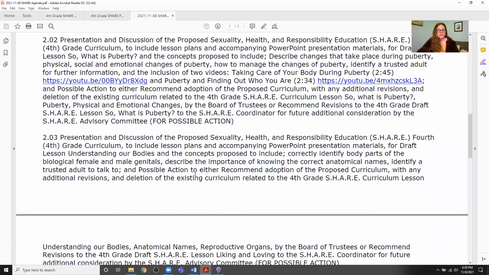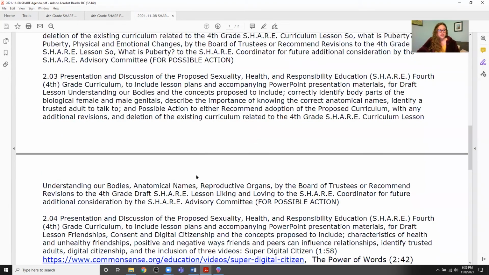Let me pull up my items here. All right, so we're looking at item 2.03, presentation and discussion of the proposed SHARE lesson plans and accompanying materials for understanding our bodies. Okay, I had the very quickest snack ever. Let me bring up the lesson.